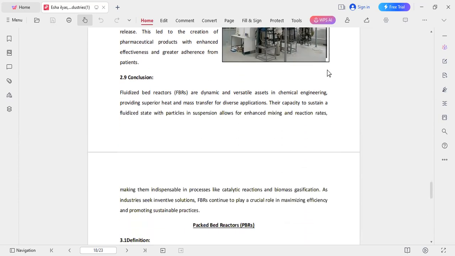Now I will conclude the fluidized bed reactors. Fluidized bed reactors are dynamic and versatile assets in chemical engineering, providing superior heat and mass transfer for diverse applications. Their capacity to sustain a fluidized state with particles in suspension allows for enhanced mixing and reaction rates, making them indispensable in processes like catalytic reactions and biomass gasification. As industries seek inventive solutions, FBRs continue to play a crucial role in maximizing efficiency and promoting sustainable practices.